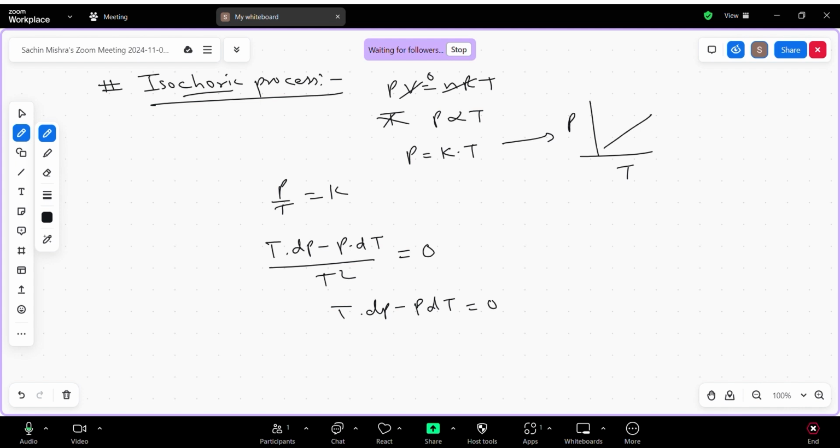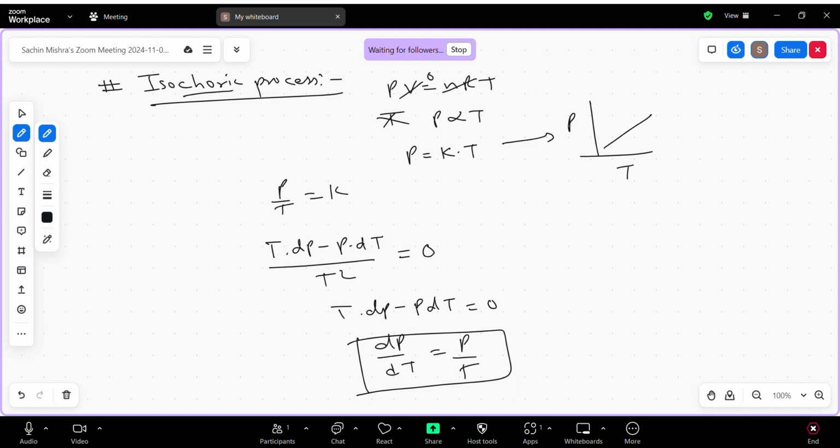PV equal to nRT. Volume is constant, nR is constant, so P is proportional to T. Since P equal to KT type pattern is there, it will be a straight line passing through the origin. And P by T equal to constant, so let's differentiate. We got T dP minus P dT equal to 0. Further simplifying, we got dP by dT equal to P by T. This is our differential form for the isochoric process.